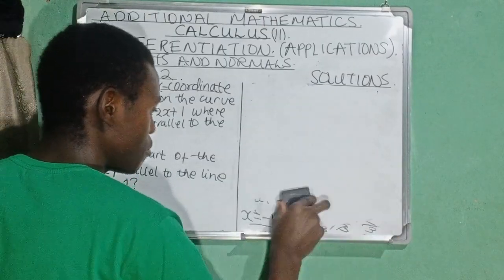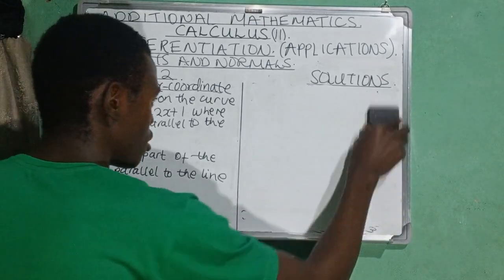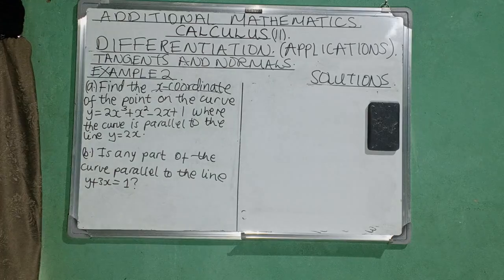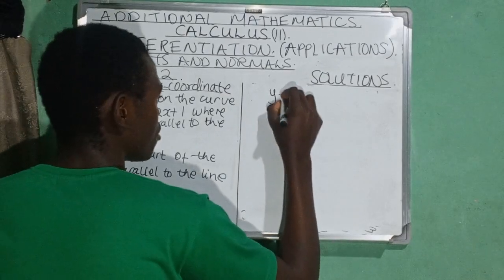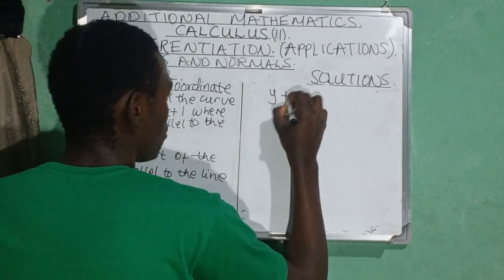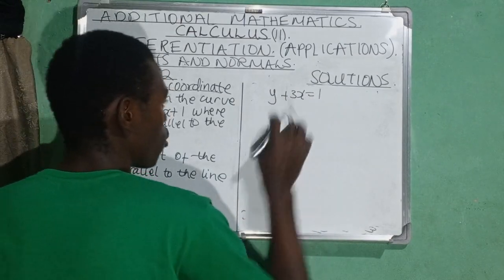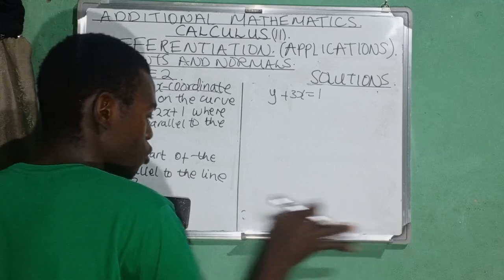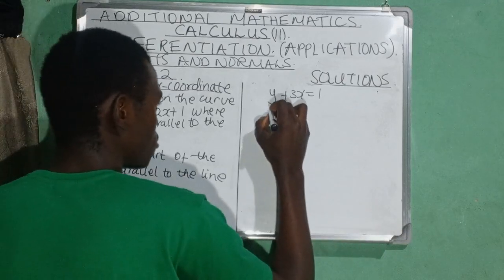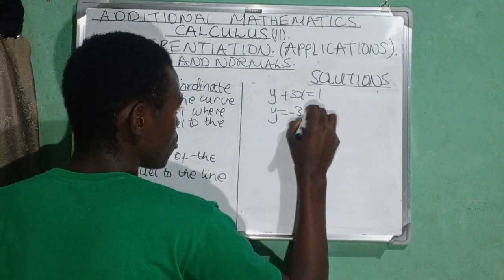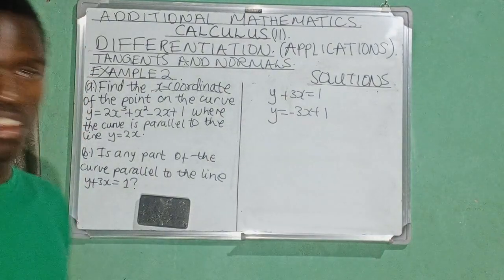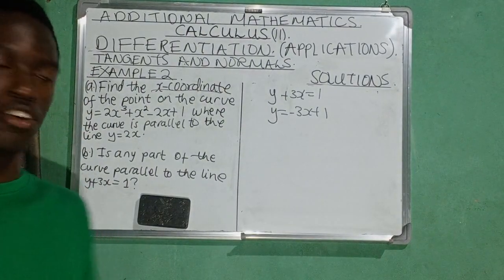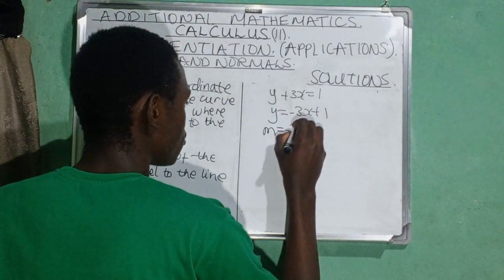We go to question B, which reads, is any part of the curve parallel to the line y is equal to 3x plus 1? So we have the line y plus 3x is equal to 1. You write it in the slope intercept form or the gradient intercept form: y is equal to -3x plus 1. After writing it in the gradient intercept form, you can see that the number in front of x is a -3. So that -3 is actually your gradient, m is equal to -3.